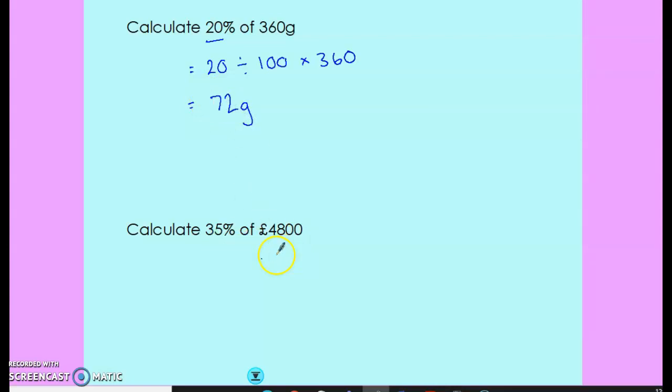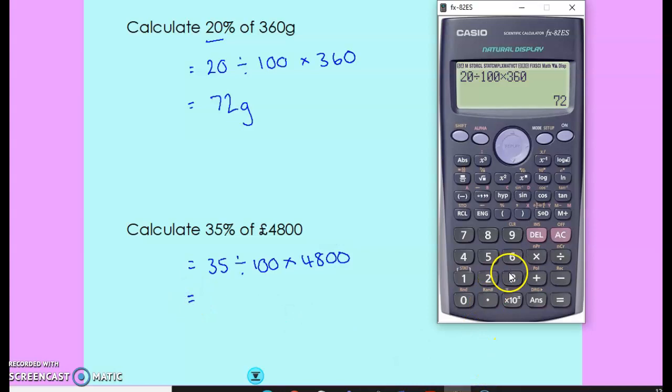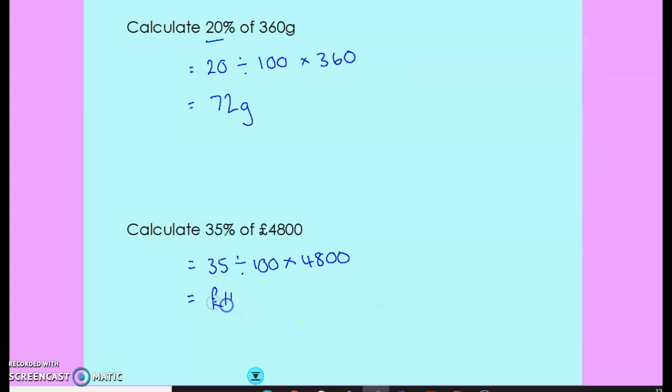Next one, we're doing 35% of 4,800. 35% means 35 out of 100, so 35 divided by 100 times 4,800. Comes out at £1,680. Okay, so we can work out any percentage that way at all. We always take the percentage, divide by 100, times by the number.